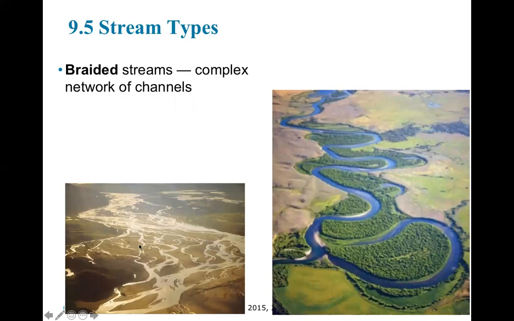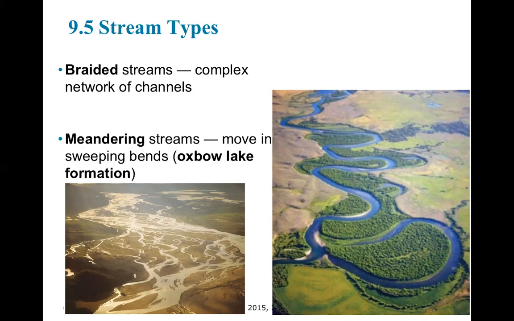You'll see braided stream systems, and then we also have meandering streams. To some degree, Nisqually fits this bill. Not great, but does a little bit, as it makes its way down and gets closer to the Nisqually estuary.